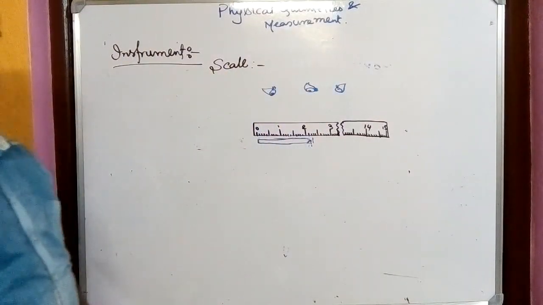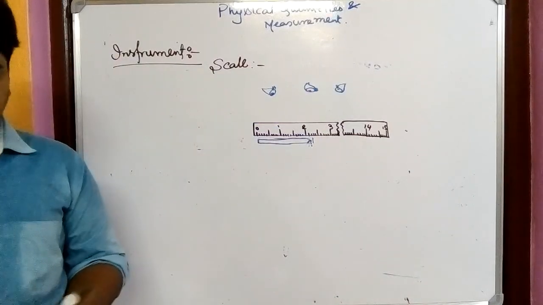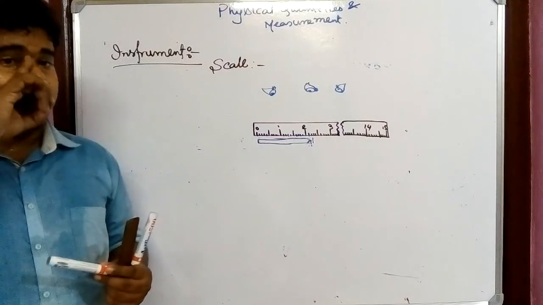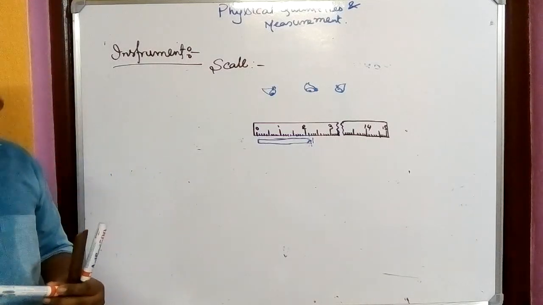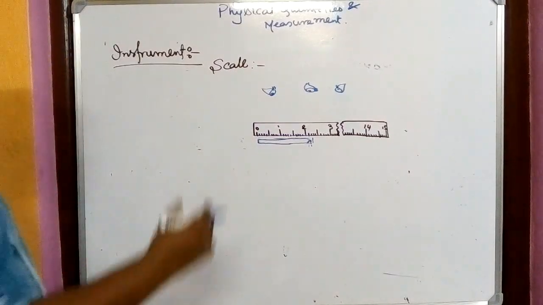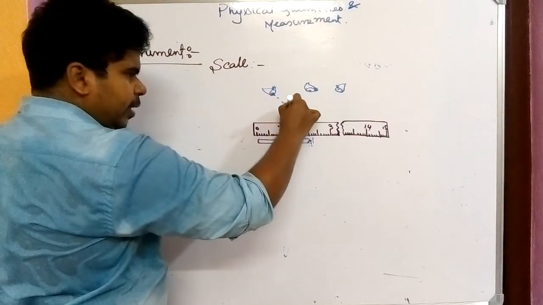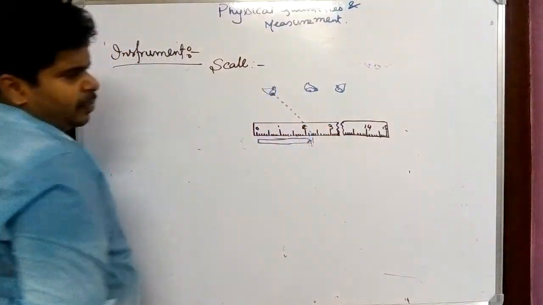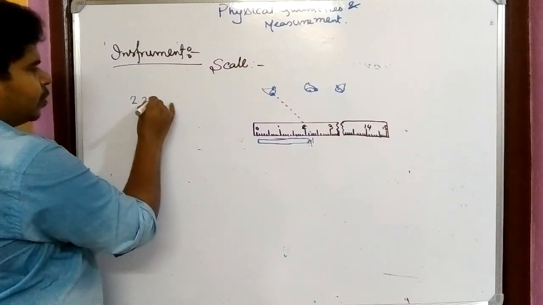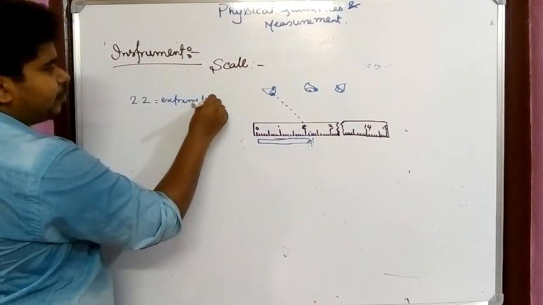Now you might be asking, sir, we want to see the digit here, whatever the direction may be, so what is the problem? Yes, there is a problem. Let's see. If I see from the extreme left, we will see the exact value here, that is 2.2 from the extreme left.